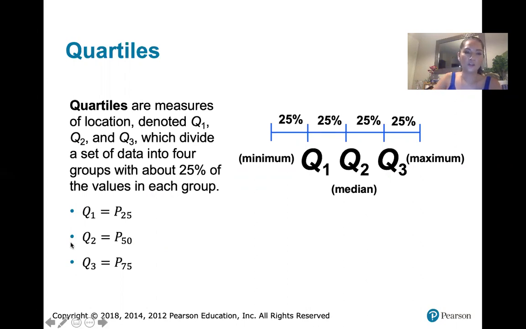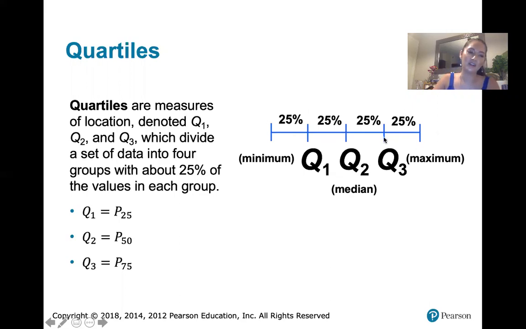These are just percentiles that we are choosing to focus on. So that first quartile is the same as that 25th percentile. It separates the bottom 25% from the top 75% approximately. The second quartile separates the top 50% from the bottom 50%. That's the same as the median. So we're going to find that. And then the third quartile separates that bottom 75% from that top 25%.